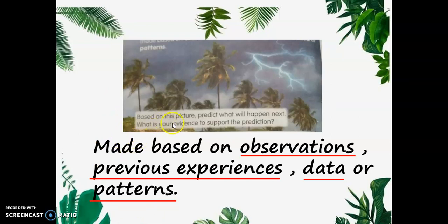Okay, look at the picture. Based on this picture, predict what will happen next. This is a thunderstorm. Based on the normal phenomenon, after there is a thunderstorm, rain may come. Or maybe strong wind. The strong wind. So, our prediction is based on observation. Kita perhatikan dulu apa ada kat langit. Ada kilat. So, we predict it may rain after this. Alright? Because from previous experience, after a thunderstorm, it will rain.